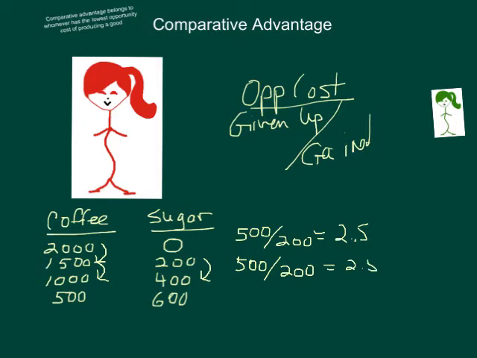Okay, so this is a straight line here, and it's going to be the same thing here. It's going to be giving up 500 in order to gain 200. So our opportunity cost is 2.5 units of coffee for every unit of sugar that we grow. All right, so let's put this away.